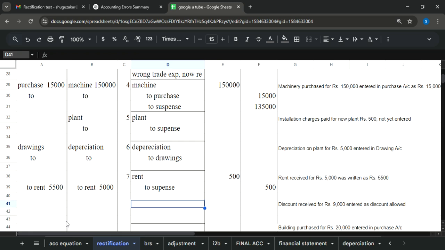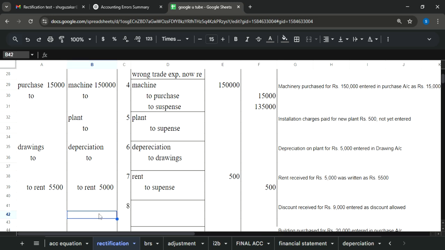Now let's see what the 8th entry is saying. Discount received. Please note it is again your income. Income should be credited. So you were supposed to write discount on the credit side. Should I tell you once again? Look here. Discount received. It is your income. Income should be written on the credit side. So the actual position of discount was credit. Now let's see what mistake they have done.